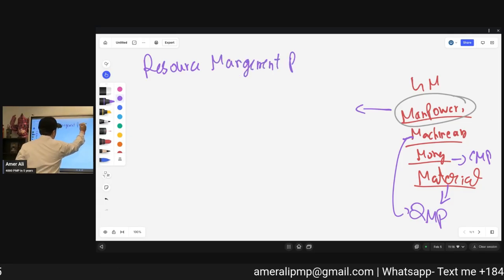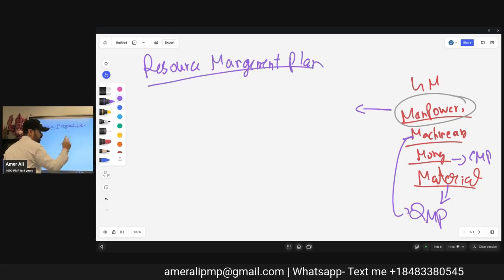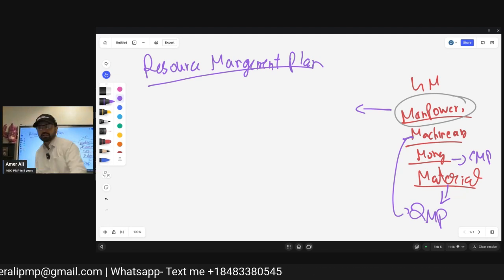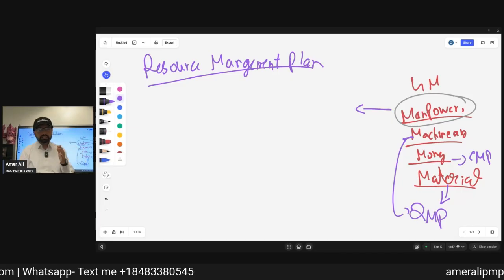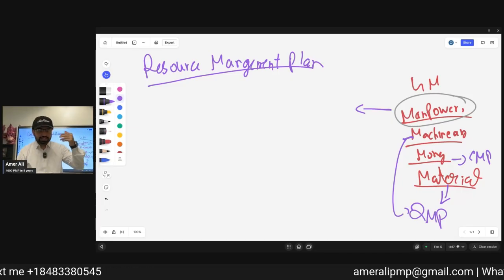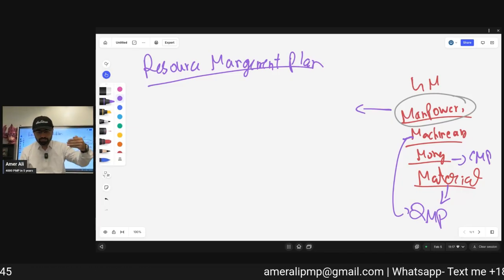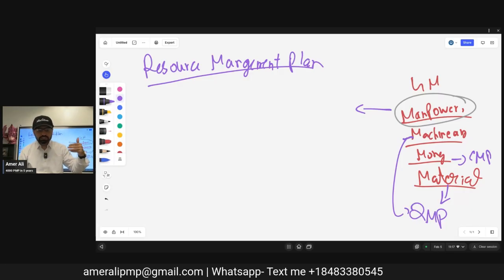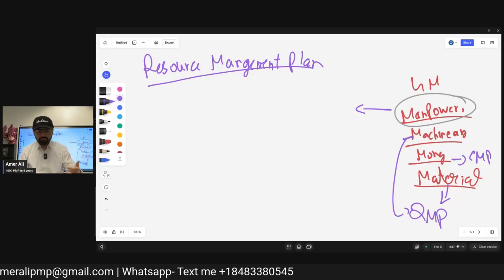If we talk about the resource management plan, this is made in the forming stage. When is the resource management plan made? In which stage do you make a resource management plan? It is made in the forming stage, the first stage of the project.